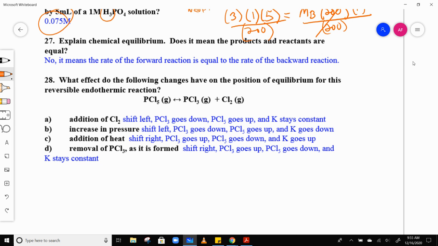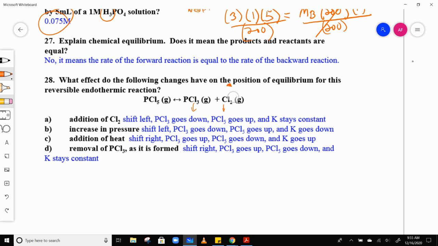28. So this is Le Chatelier's principle here, just some practice on Le Chatelier. So if we add Cl2, we have too much Cl2 on this side, it's going to shift to the left. It overflows to the other side. Therefore, these are going to go down, and this one's going to go up. But K stays constant. K stays constant for any change in concentration.